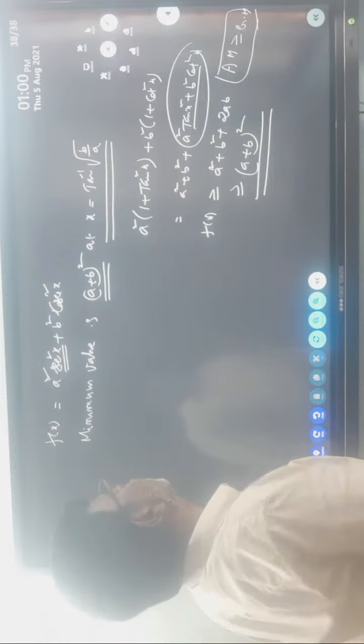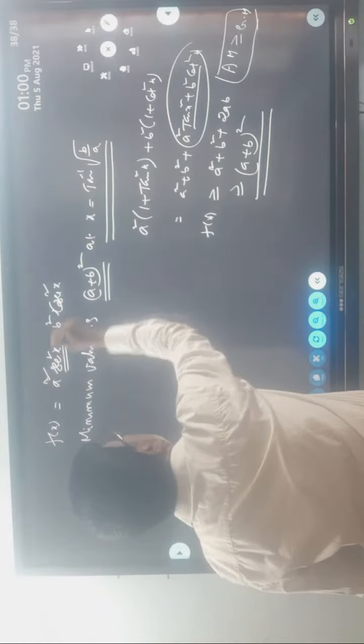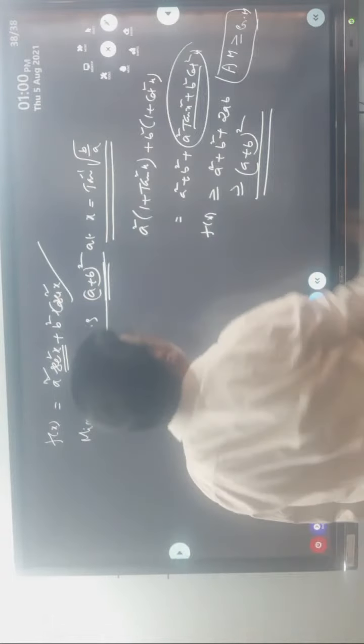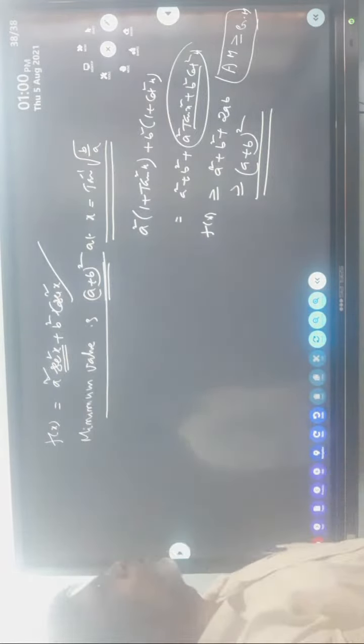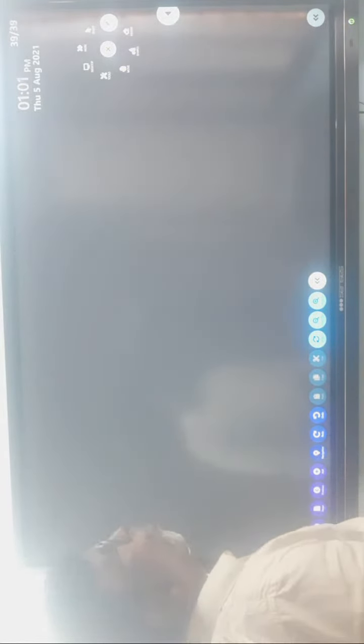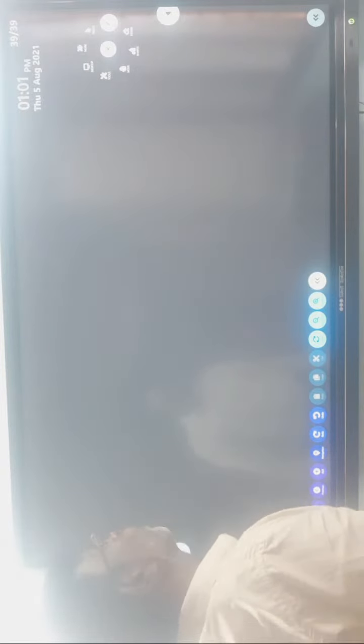For a square secant square x plus b square cosecant square x, the minimum value, remember that, is (a plus b) whole square, at x equals tan inverse of root b by a. This is asked so many times. Now, let me explain one more formula. Now, we have one more formula.